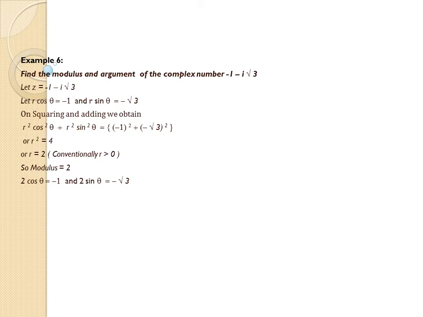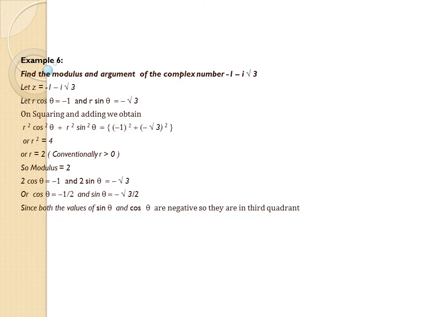2 cos theta equal to -1, because r cos theta equal to -1, so I am putting 2 in place of r. So 2 cos theta equal to -1 and 2 sin theta equal to minus root 3. So cos theta equal to minus half and sin theta equal to minus root 3 by 2. So sin is negative as well as cos is negative. As both are negative, they are in the third quadrant.